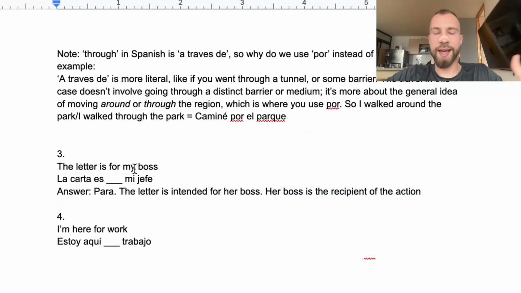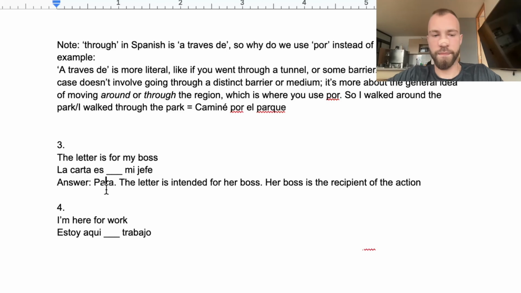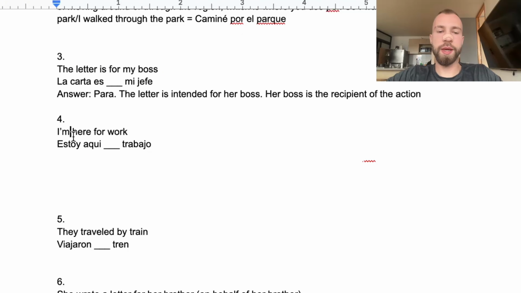Again, the intended recipient of the letter is my boss, so it's para mi jefe. Next example, I'm here for work. Estoy aquí para trabajo or por trabajo. I'm here for work.